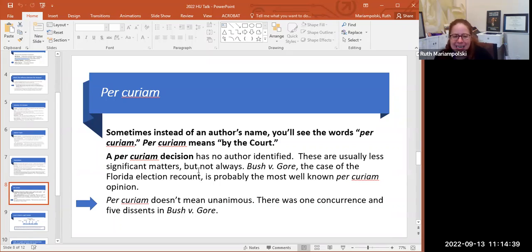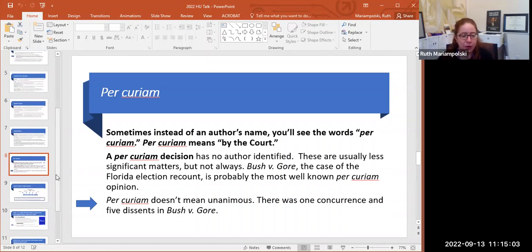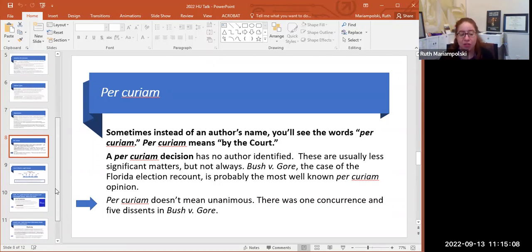Now, it's very interesting that per curiam does not mean unanimous. There was actually 1 concurrence and 5 dissents in Bush v. Gore. There was a ton of varied opinions on that situation. So for whatever reason, sometimes they choose not to identify a justice as the author of a case, and then you'll see per curiam. That's one of those mysterious terms, and one of the reasons why I'm giving this talk is because those terms can be very mysterious.